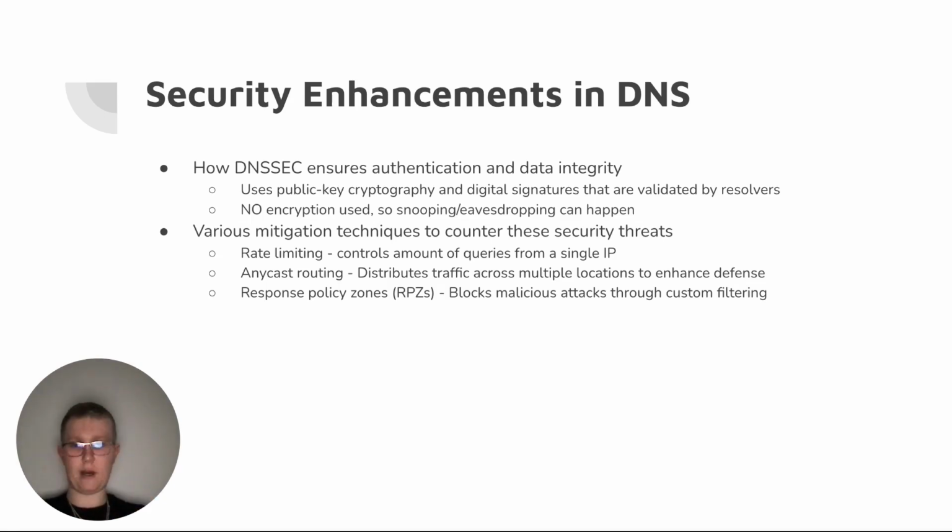There are different mitigation techniques to also be able to counter these threats directly. One is called rate limiting, and all that is, it just controls the number of queries you're able to make from an IP address. Another one is called anycast routing, which is going to distribute traffic across multiple locations to enhance defense. And then the last one is called an RPZ, or response policy zone, and this is going to allow us to have custom filters that are going to block these types of malicious attacks. So that covers everything about security in the DNS.